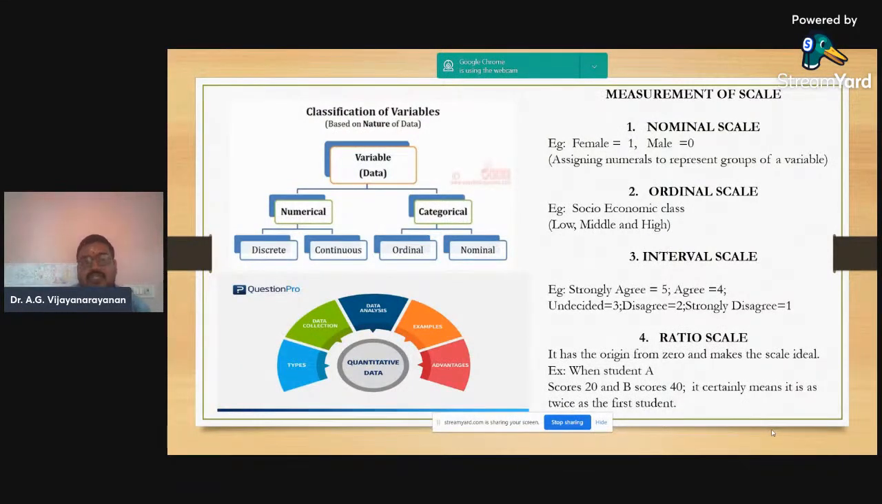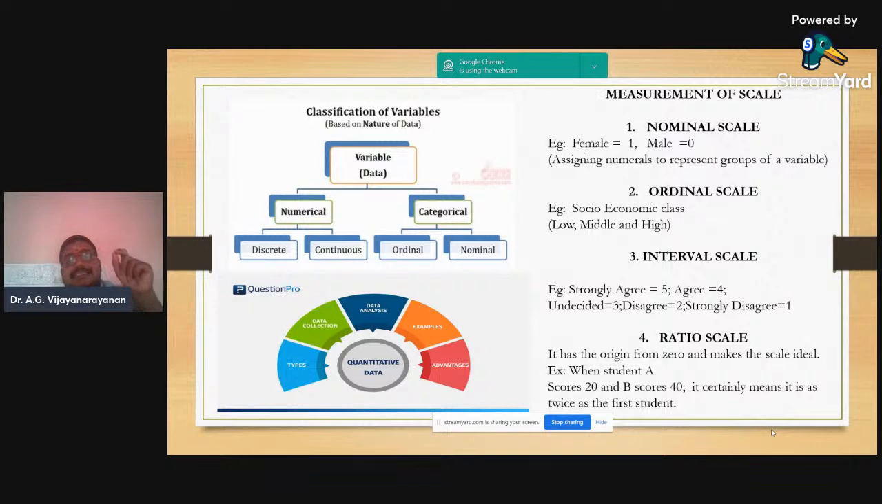This interval and ratio scale, they are called as numerical scales or measurement scales. It is measured. Whereas the first two, nominal scale and ordinal scale, they are called as categorical scale. They just have categories. Male, female, 2 categories. Low income, middle income, high income, 3 categories. Your educational qualification, school, polytechnic, UG, PG, professional, 5 groups. That's all. So all these are categories.